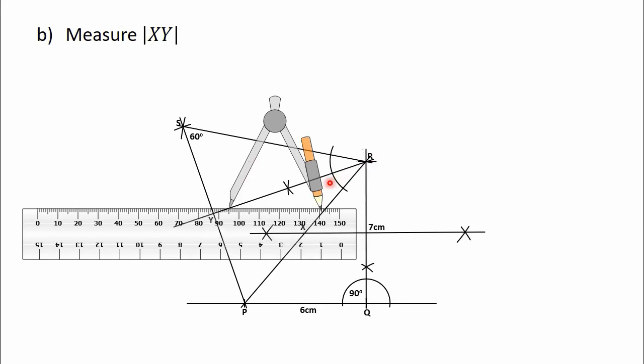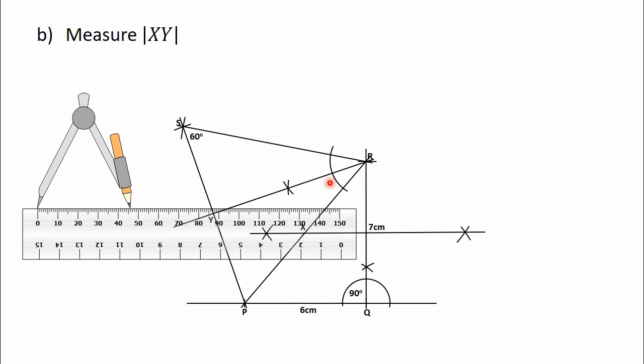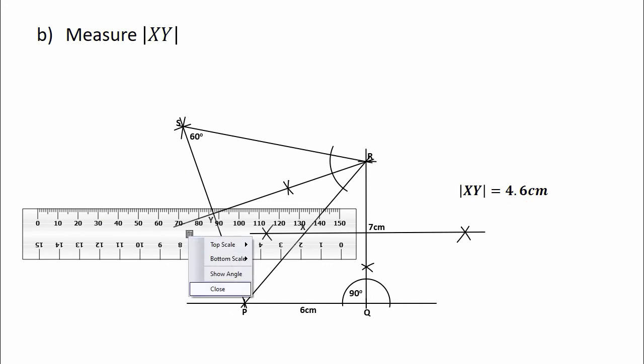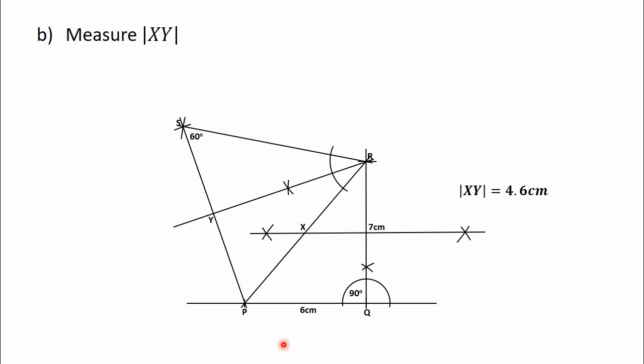To get the length of XY, I'll put the needle of the compass on point 0. Then I'll read where the part of the compass holding the pencil meets the ruler. On my ruler, the part of the compass holding the pencil meets the ruler at 46 millimeters. 46 millimeters is equal to 4.6 centimeters. This means that the length of XY is equal to 4.6 centimeters. I can now take both the compass and the ruler off. We are now done with the solution to the question.